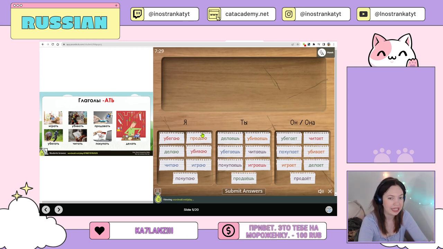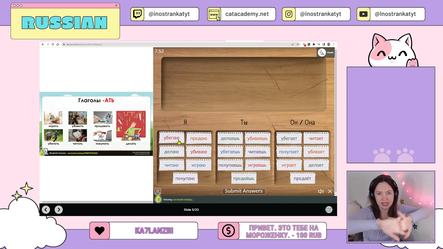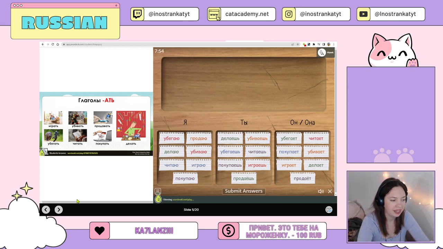So during the next lesson, we will practice continuing the sentences. For example, я продаю, and we will say what I'm selling. I'm selling a phone. I'm selling a computer. So we will go through that grammar piece. But for now, we reviewed it. That's great. Let's move on.